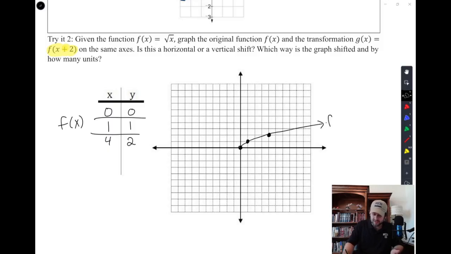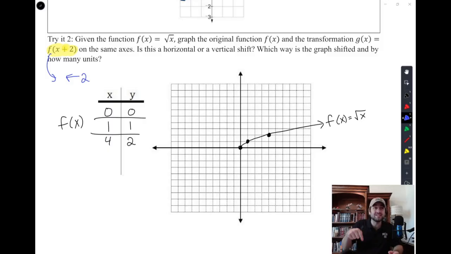And so there's my function, f of x equals the square root of x. But it's asking us to do something to this function. It's asking us to shift it to the left by 2. Remember, it's going the opposite direction you might think. You might think plus would send it to the right, but it actually doesn't. It sends it to the left.